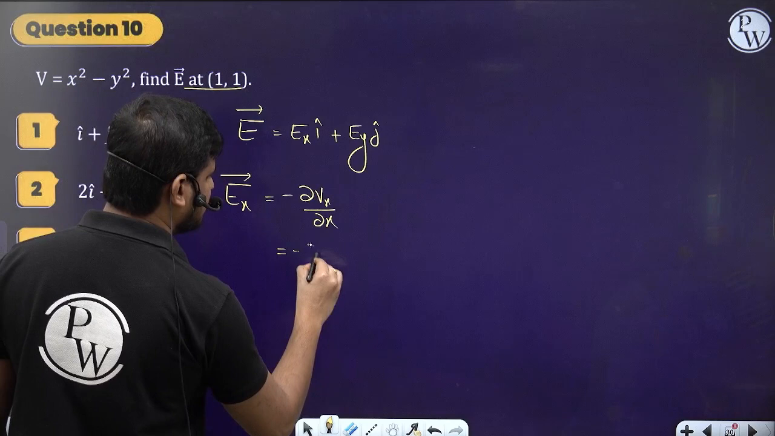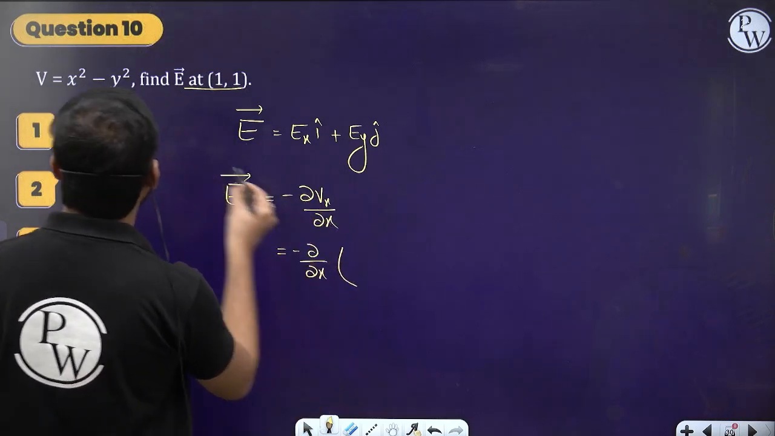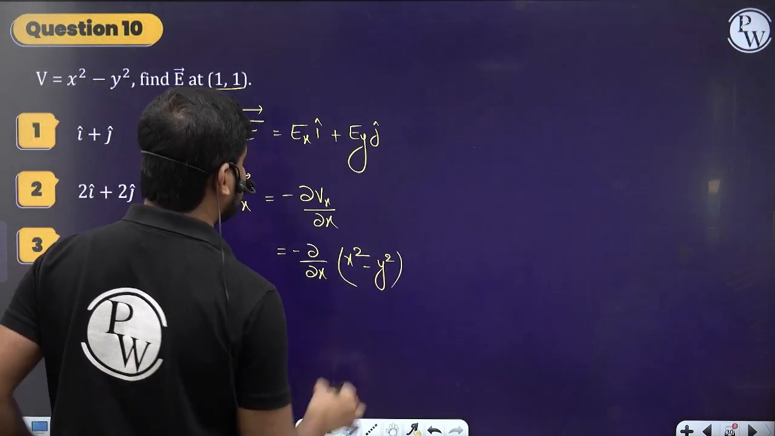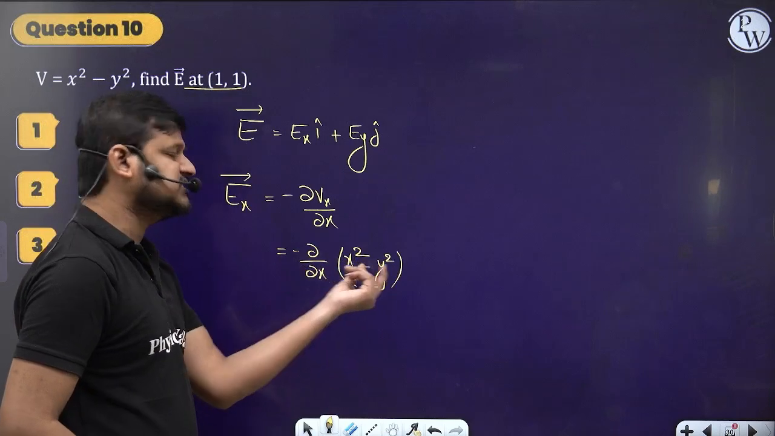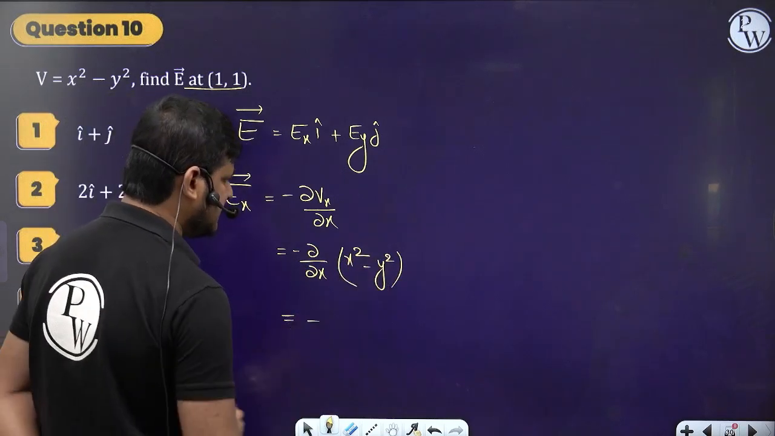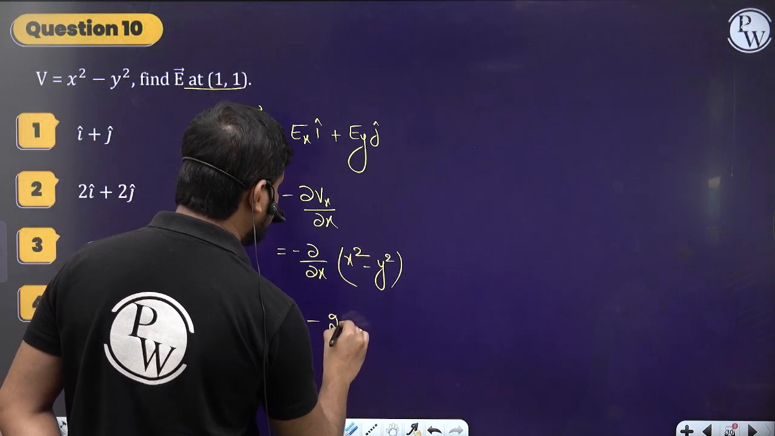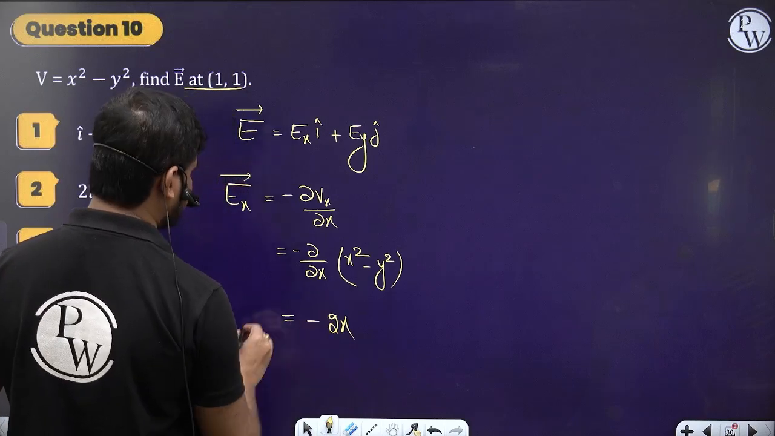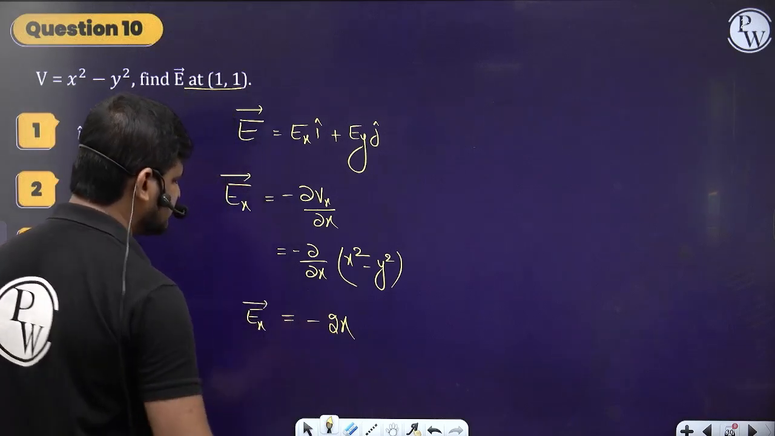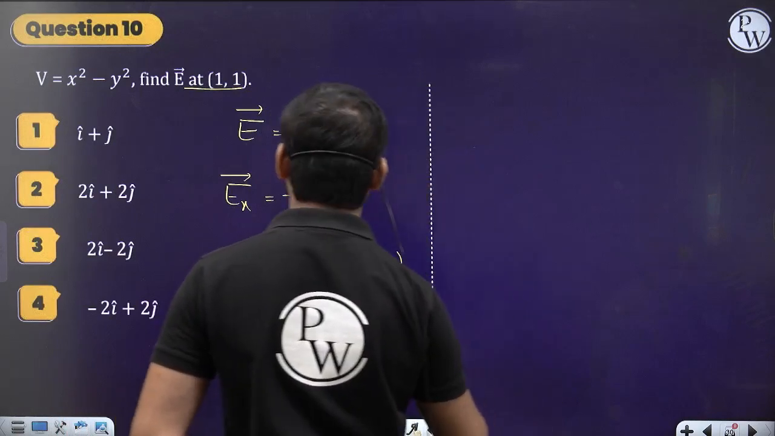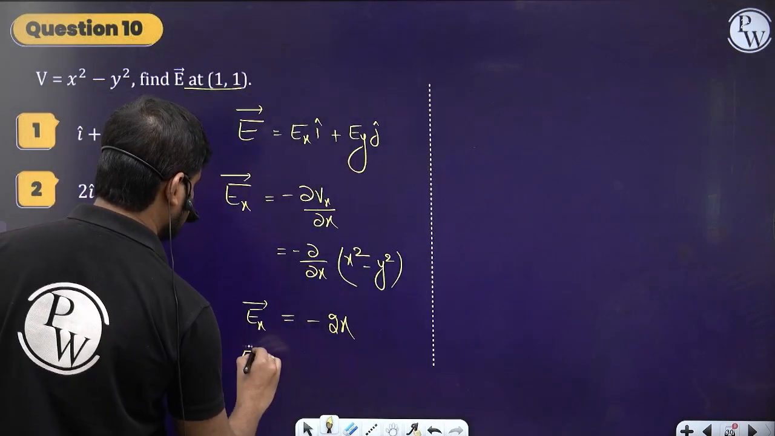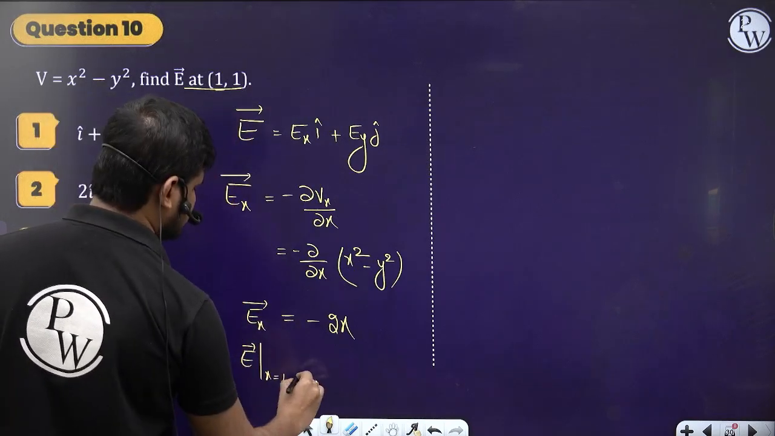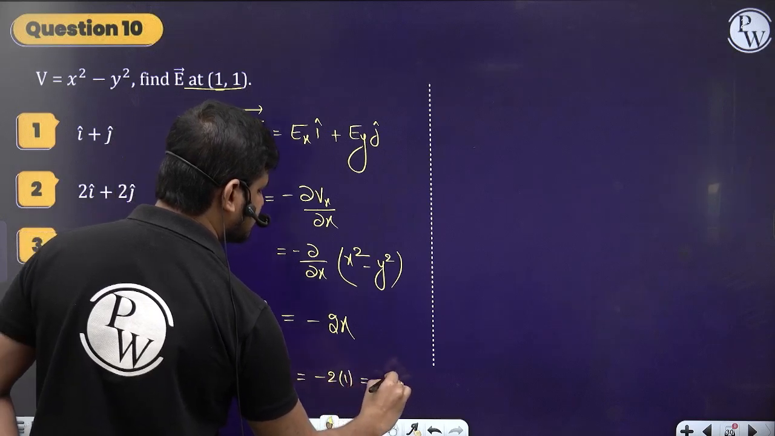Simple formulas. So minus dou by dou x of, what is Vx? So let's write the total V value, x square minus y square. The differentiation of y square with respect to x is 0, so the second term is 0. However, minus, the differentiation of x square is 2x. So the other one is 0, no need to write. So this is the gravitational field at x. Or else you can substitute at x is equal to 1, the x component, right? So here minus 2 into 1, which is minus 2, let's write.